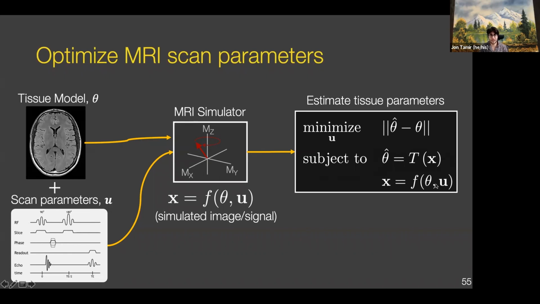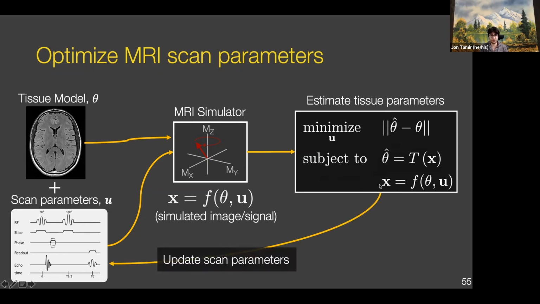But the key takeaway here is that whatever method we're using to estimate the tissue parameters, if it's differentiable, then we can use it in this setting where now we minimize over the scan parameters to try to reduce the error between our tissue estimate and the true tissue parameters. And so then we can update the scan parameters given this particular reconstruction. And this reconstruction itself is an unrolled network consisting of both model-based components and deep learning-based components.